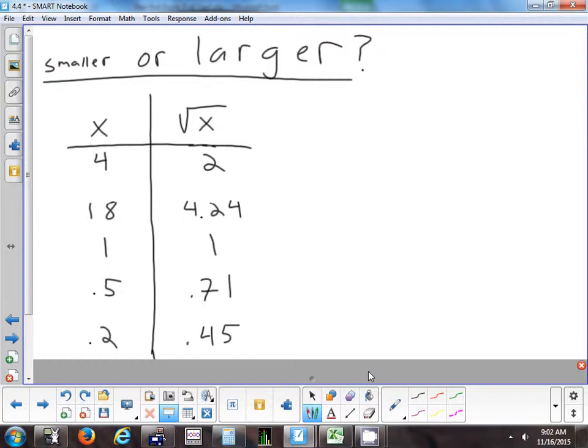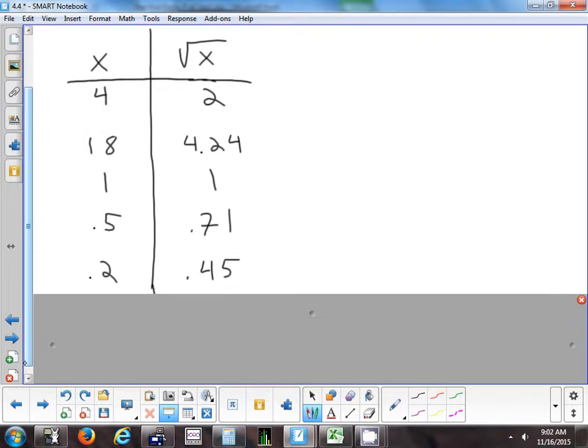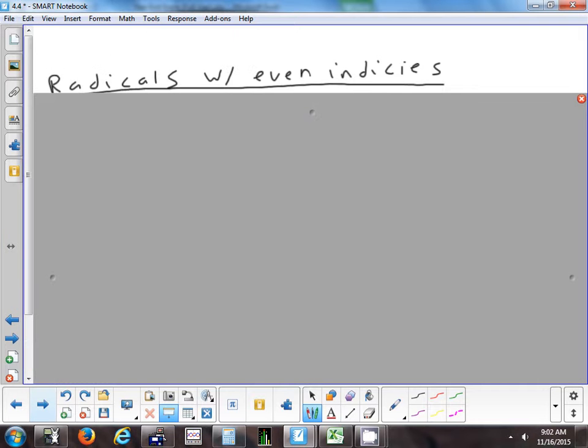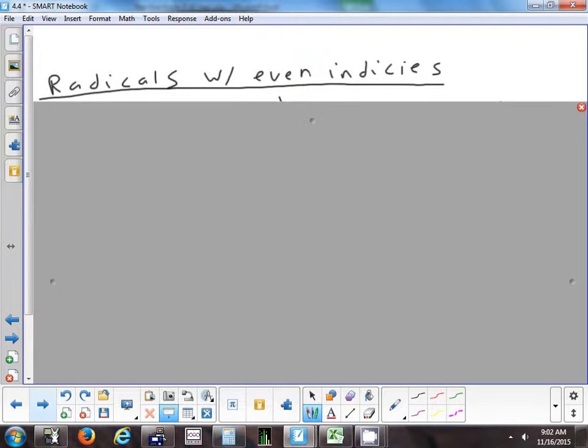So does this kind of have to do with those graphs that we were doing? Yep, we're going to look at graphs right now. That's going to be our next step. Okay, let's graph a couple roots. Let's graph a square root, a fourth root, and a sixth root, all on the same screen.